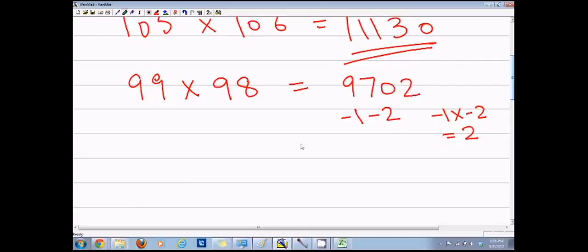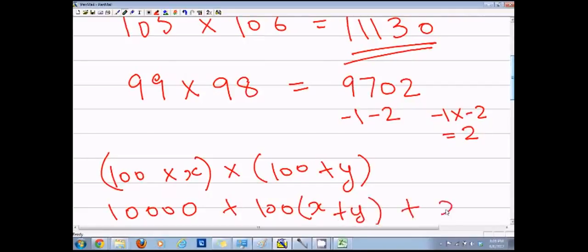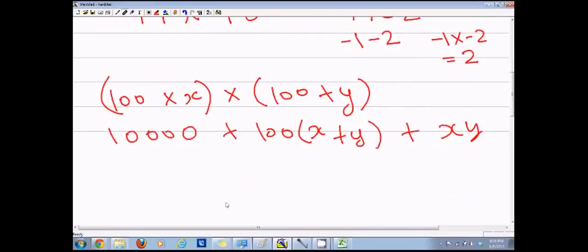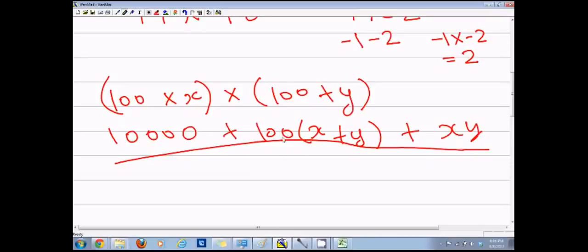So this is not magic, there is a proof to it. So let's go to the proof. For example, if I have 100 plus x and I want to multiply by 100 plus y, so here we have 10,000 plus 100 x plus y plus xy. So if you look closely at this equation, my trick was very similar to it. I was adding two numbers together and then I was multiplying two numbers together.